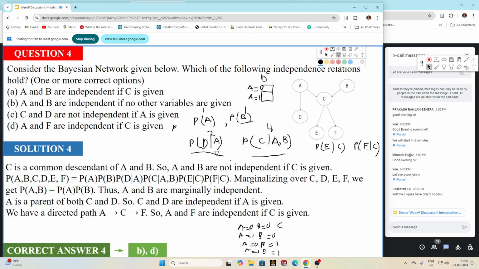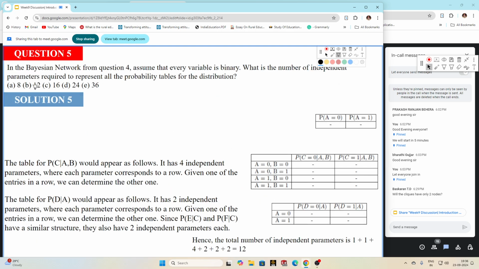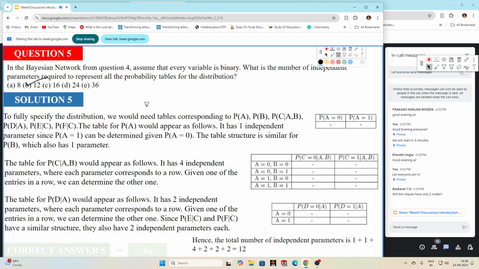Now here it is similar to D given A, so here we will have 2 cases. How many parameters in total? 1 plus 1 is 2, 2 plus 2 is 4, 4 plus 4 is 8, 8 plus 2 is 10, 10 plus 2 is 12. So 12 will be your correct answer. Is it clear?